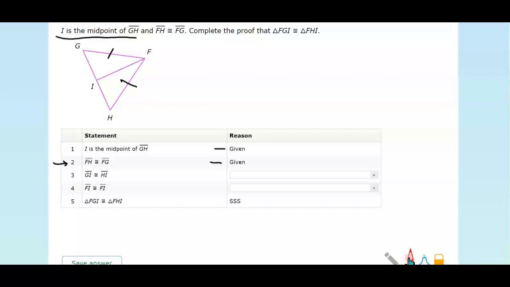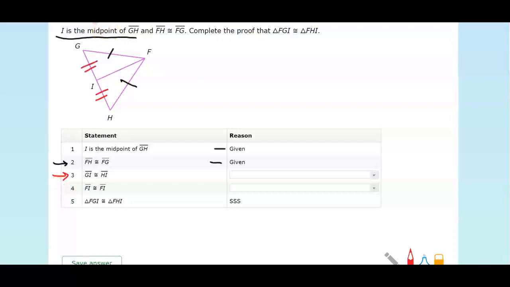I'm going to switch colors. We then have another congruency statement that GI right here is congruent to HI, 2 marks to tell it apart from the single marks, HI right here. Why do we know that GI is congruent to HI? Looking at our problem, because FI bisects GH. Were we told bisect anywhere? It's because of definition of midpoint.